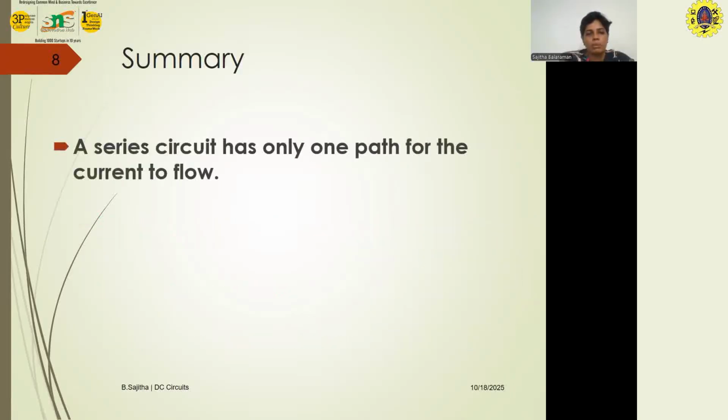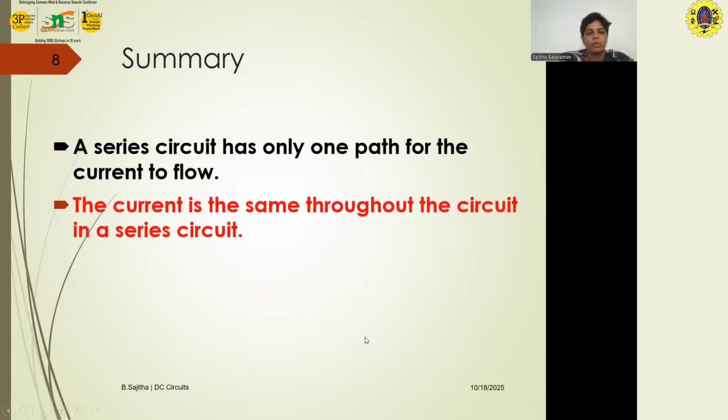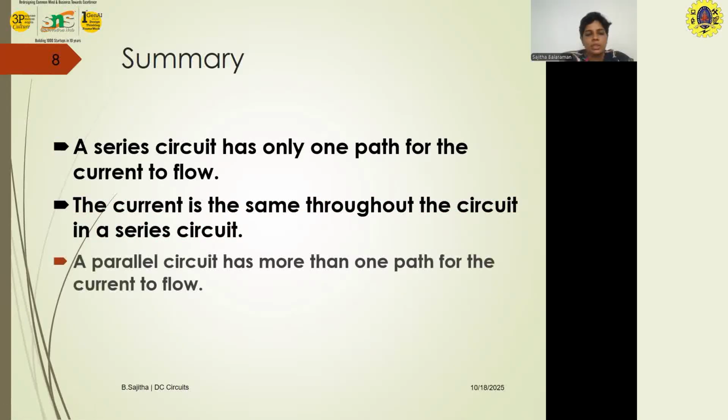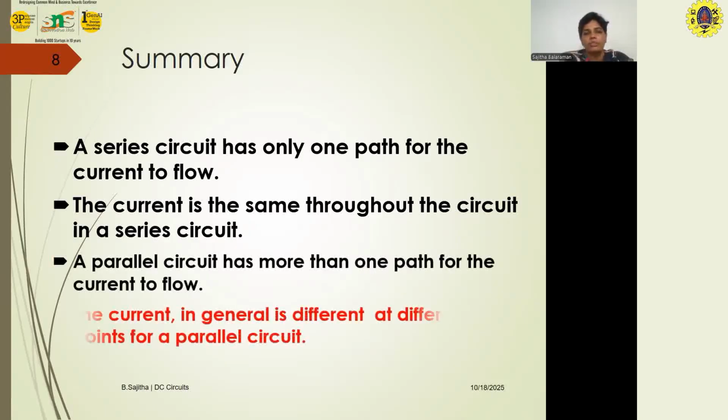Coming to the summary, a series circuit has only one path for the current to flow, and the current is the same throughout the circuit. Whereas a parallel circuit has more than one path for the current to flow, and the current in general is different at different points of a parallel circuit.